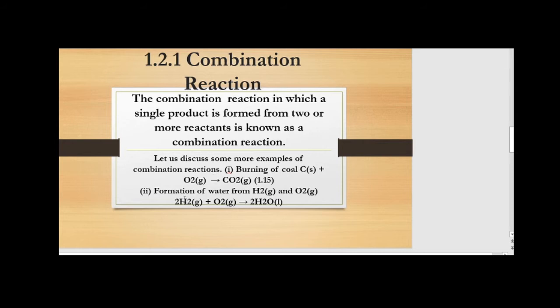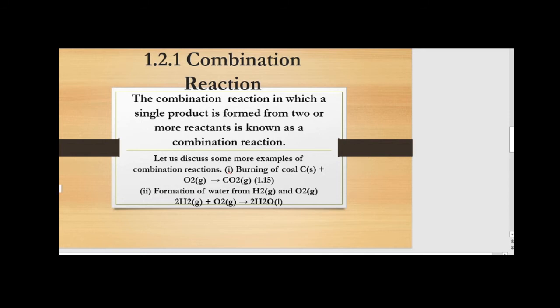Another example of combination reaction is the formation of water. In this reaction also you can see here hydrogen and oxygen are going to combine with each other and a single water molecule is going to form. So this is all about the combination reaction.